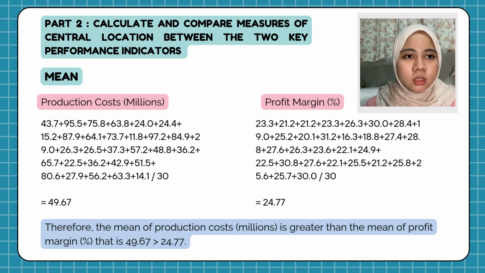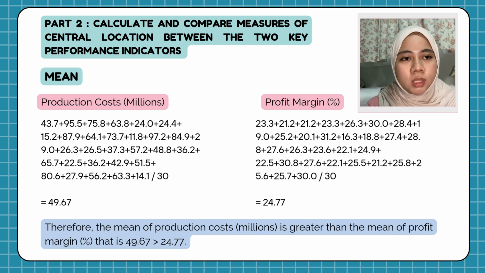So there are three primary measures of central tendency, which are mean, median, and mode, and each of these offers unique insights into the data characteristics. So first of all, I'm going to start with mean.